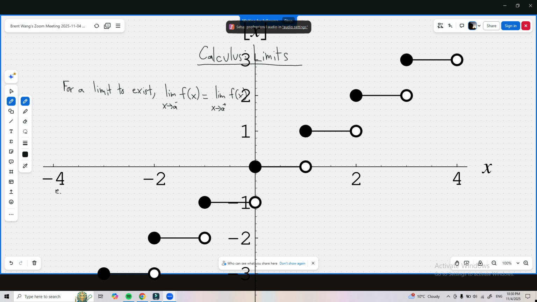For example, take the integer x equals 0. The left-hand limit, lim as x approaches 0 from the negative side, is equal to negative 1. But this is not equal to the right-hand limit, lim as x approaches 0 from the positive side, which is equal to 0. So therefore, this limit does not exist.